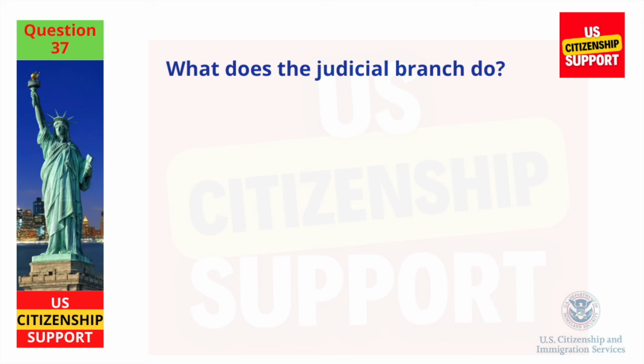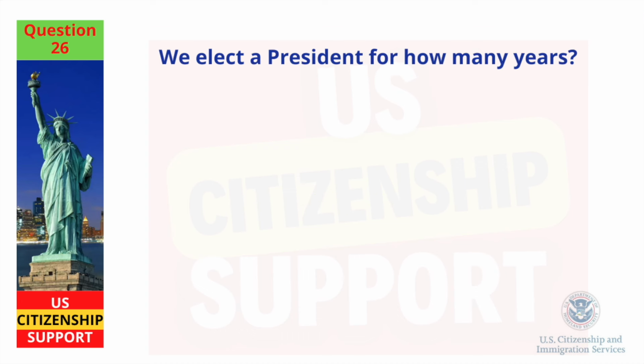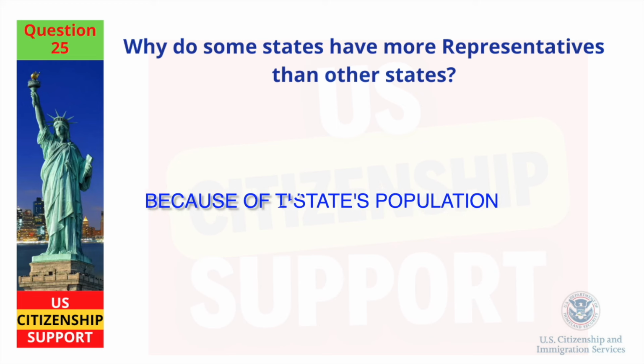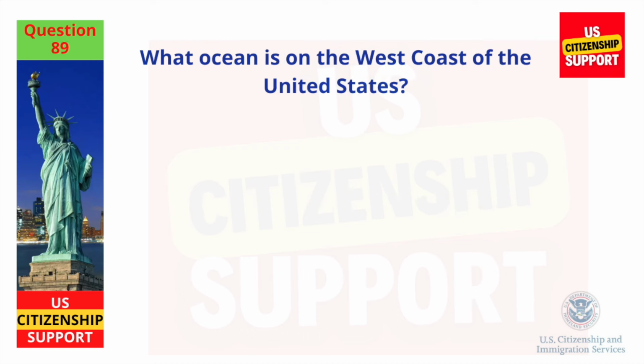What does the judicial branch do? Reviews laws. We elect a president for how many years? 4. Why do some states have more representatives than other states? Because of the state's population. What ocean is on the west coast of the United States? Pacific Ocean.